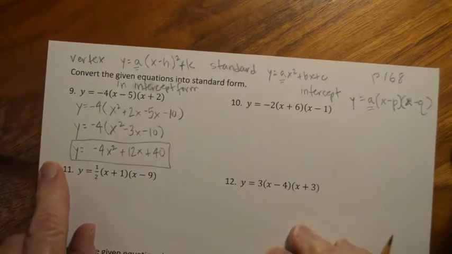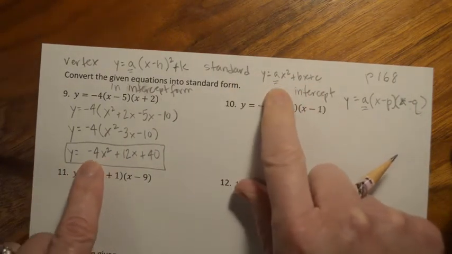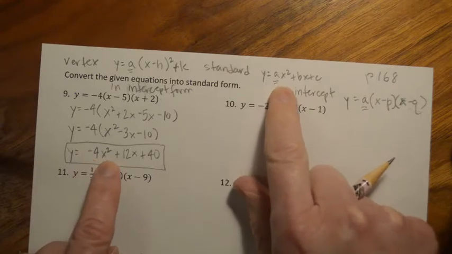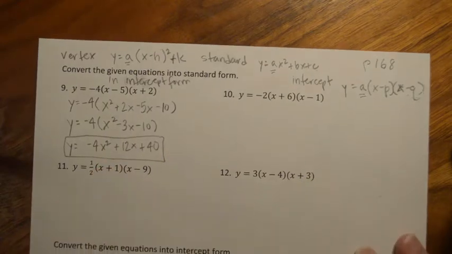All right, so see how it is now in standard form, how we have no parentheses. It's got our a, negative 4, x squared plus b, which is 12, times x plus c. All right, standard form.